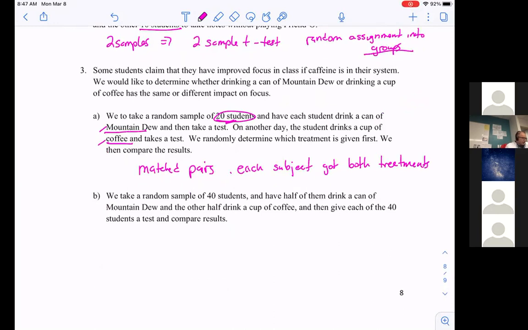And in the second part, again, we take the random sample of 40 students and have them drink a can of Mountain Dew, the other half drink coffee, and then give each of the 40 students a test and compare results. So because I had 20 students taking Mountain Dew, the other 20 were taking coffee, this is our 2-sample t-test. So I had the 2 different samples.